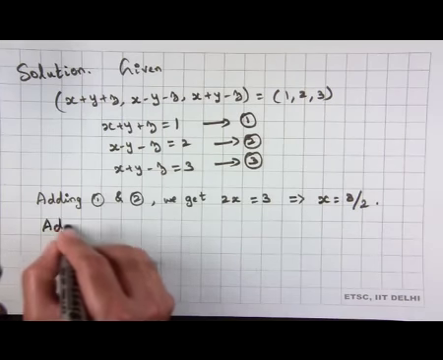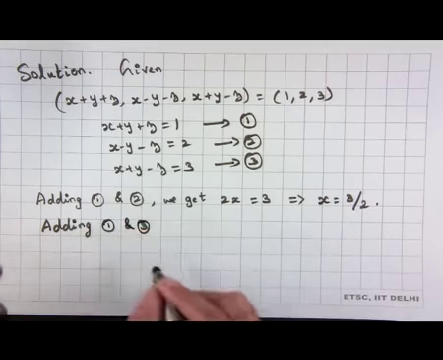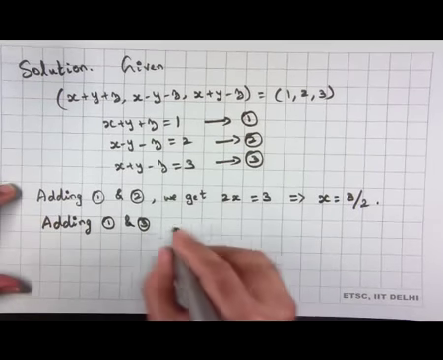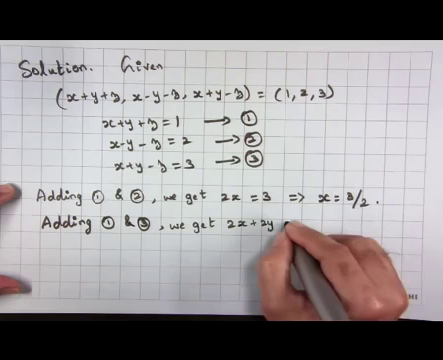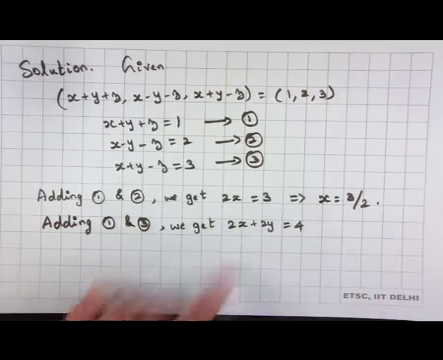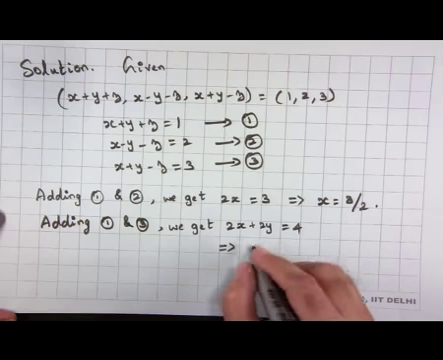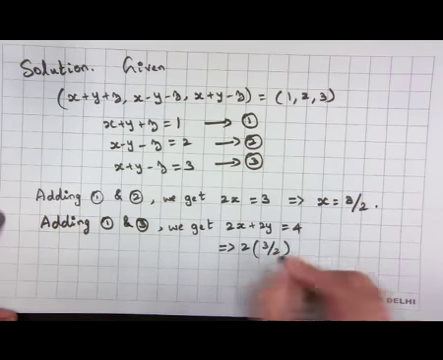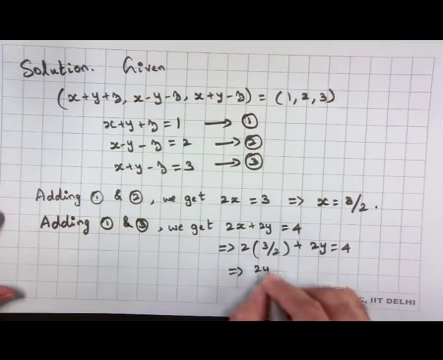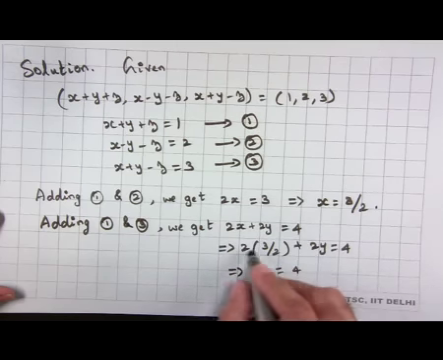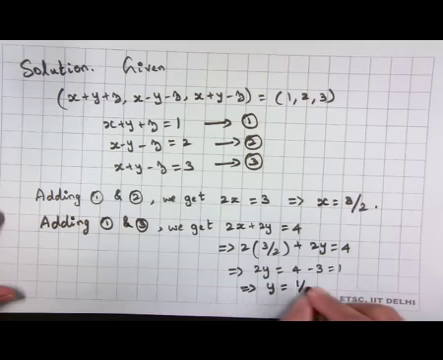Now, adding 1 and 3, what will I have? We get 2x plus 2y equal to 4, but what we know is that x is 3 by 2. So, let me just substitute x as 3 by 2. That implies 2 into 3 by 2 plus 2 into y equal to 4. So, 2 into 3 by 2 is 3, 4 minus 3 is 1, that implies 2y is 1, so y is 1 by 2, which is half.